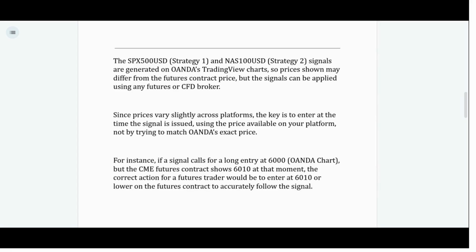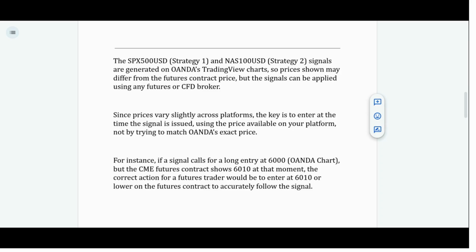The SPX 500 USD Strategy 1 and NAS 100 USD Strategy 2 signals are generated on OANDA's TradingView charts, so prices shown may differ from the futures contract price, but the signals can be applied using any futures or CFD broker. Since prices vary slightly across platforms, the key is to enter at the time the signal is issued, using the price available on your platform, not by trying to match OANDA's exact price.